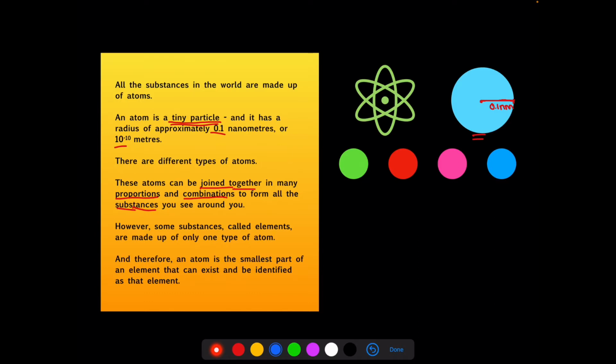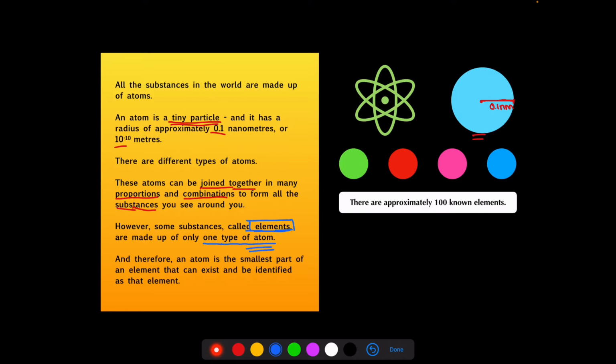We just said that these atoms can combine in different proportions, but some substances are called elements, and it's a very, very key definition here. Elements are made up of only one type of atom, only one. So what is an element? An element is a substance that is made up of only one type of atom. One more important point is that there are approximately 100 known elements. The exact number is, I think, 118 that we found as of now. Some of them are radioactive, some of them are synthesized, but approximately 100. That's all you need to know in this course.